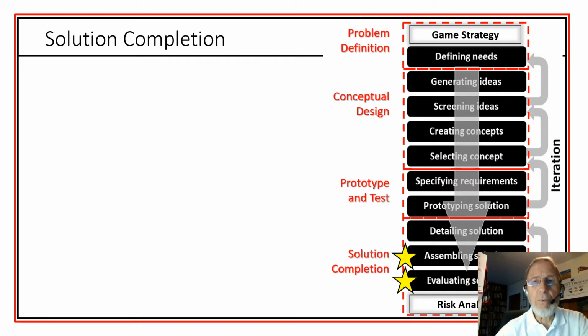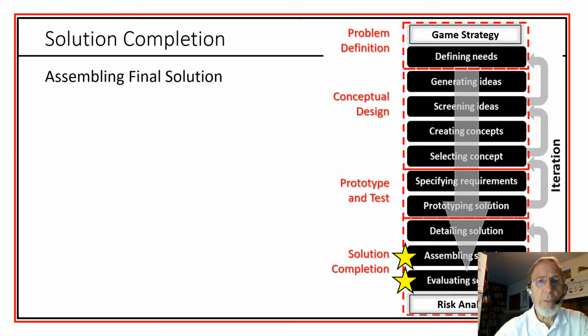As you recall, we've progressed through most of the design process. We've gone through problem definition, conceptual design, prototyping, and testing. Now we're on to the final assembly and then evaluation of the design solution that we've come up with. We're going to be talking today about how we assemble this final solution, and then also about how we're going to evaluate that solution.